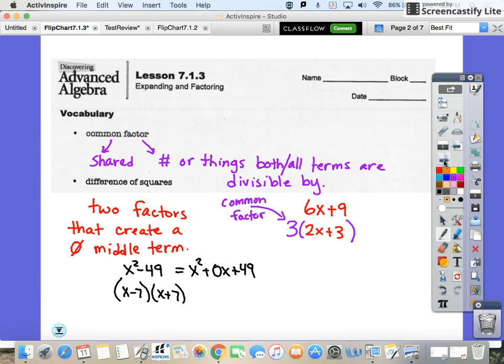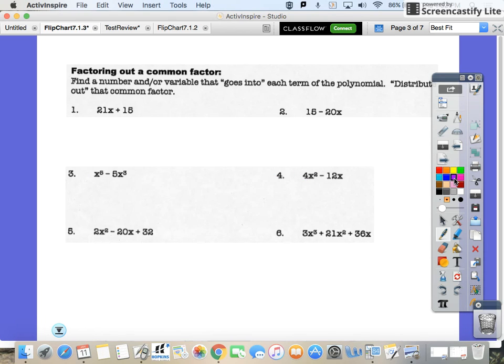All right, so let's look at some examples. The first one, 21x plus 15. The common factor there is 3. Both of those numbers are divisible by 3. So if we pull that out front, 21 divided by 3 is 7x. 15 divided by 3 is 5. You can always check your answer. If you redistribute and you end up where you started, you know you're right.